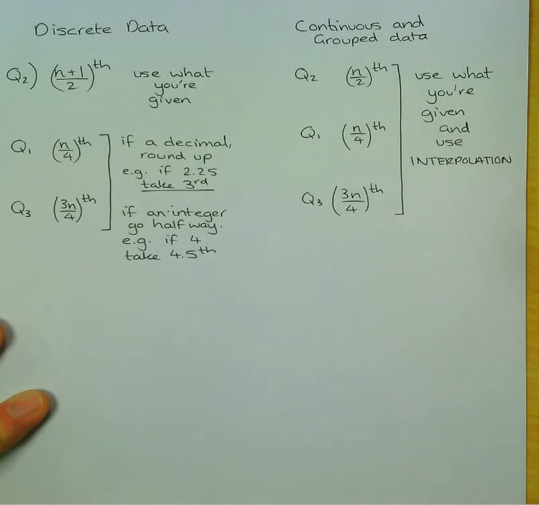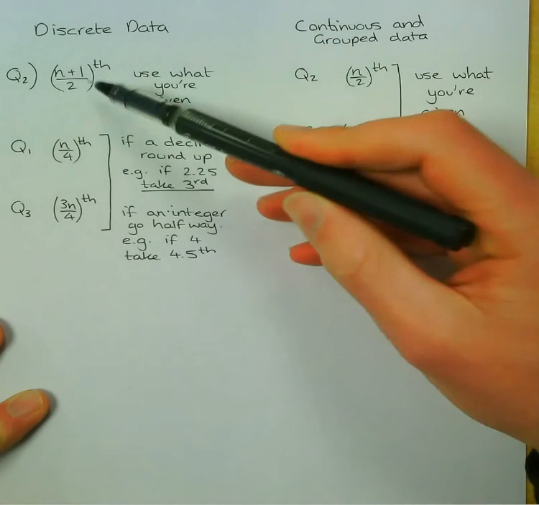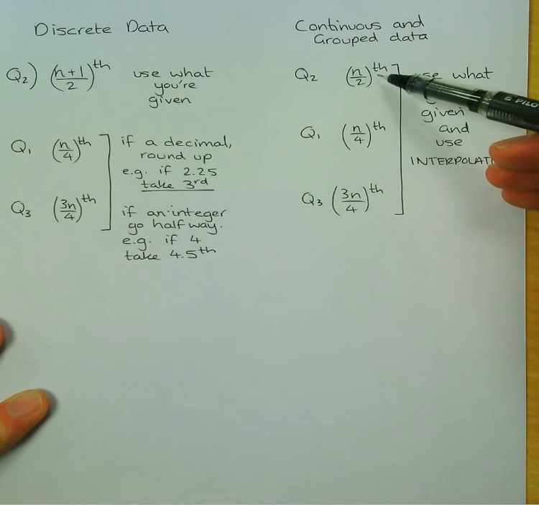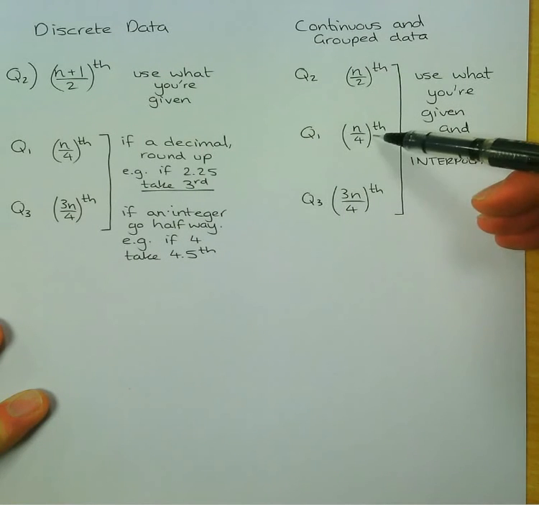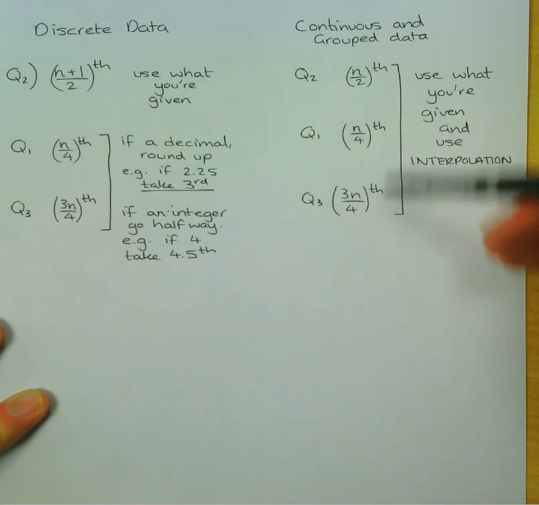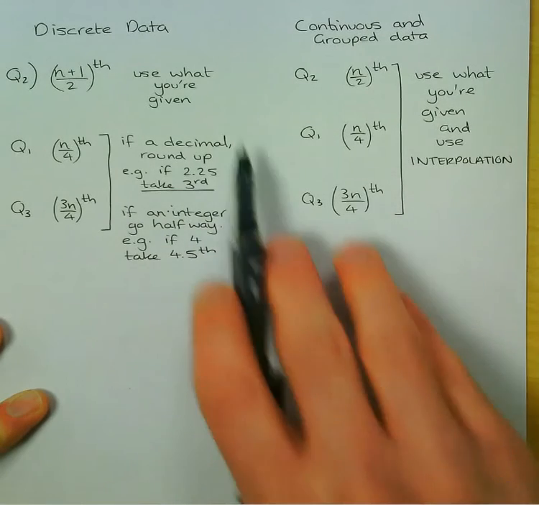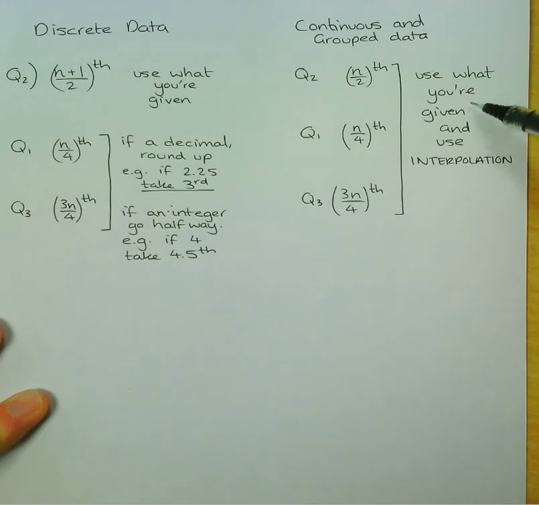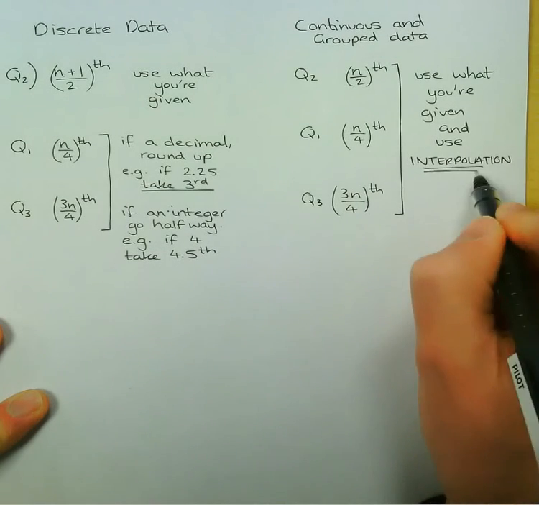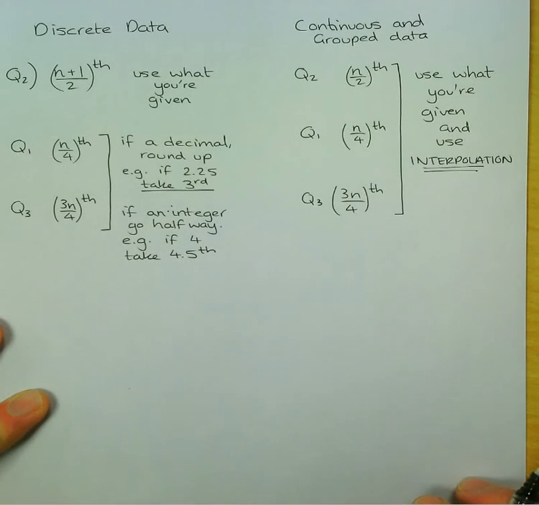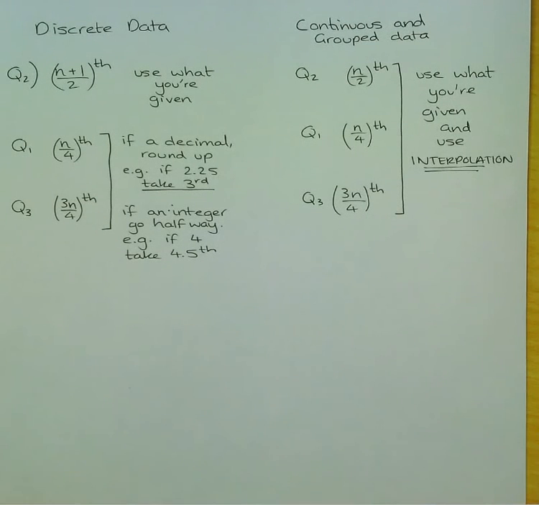Now, one thing we haven't looked at yet is continuous data and grouped data. And this is much easier because we don't add 1. The reason for that is there are no gaps in the data with continuous data. So we just halve it. Quartiles are the same. But this time, there's nothing of this kind to worry about. You're just going to use what you're given and then use something called interpolation, which will feature in the next video.